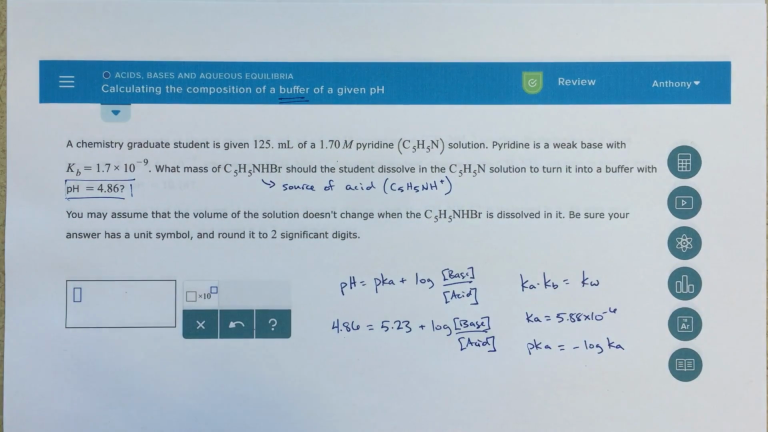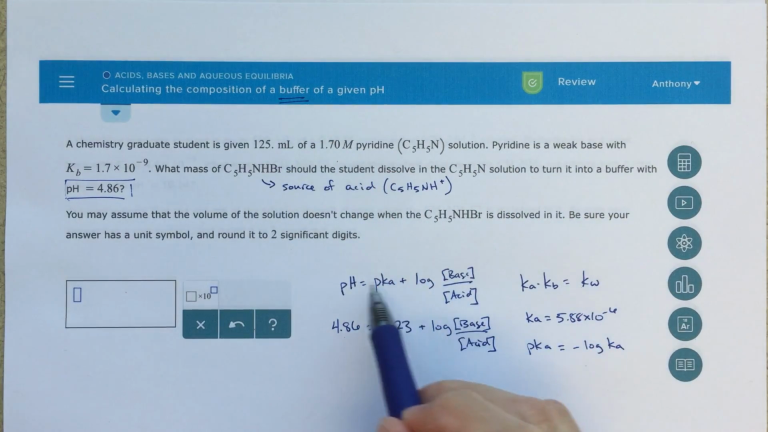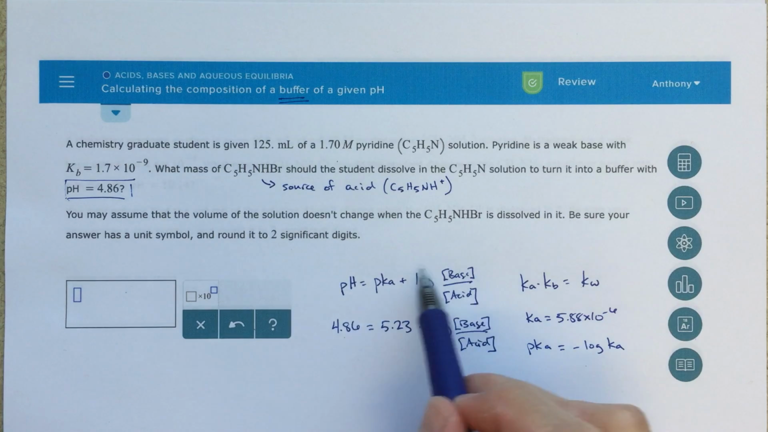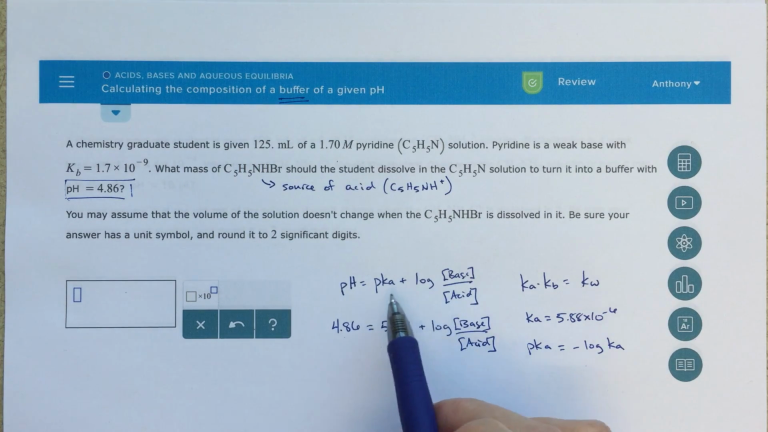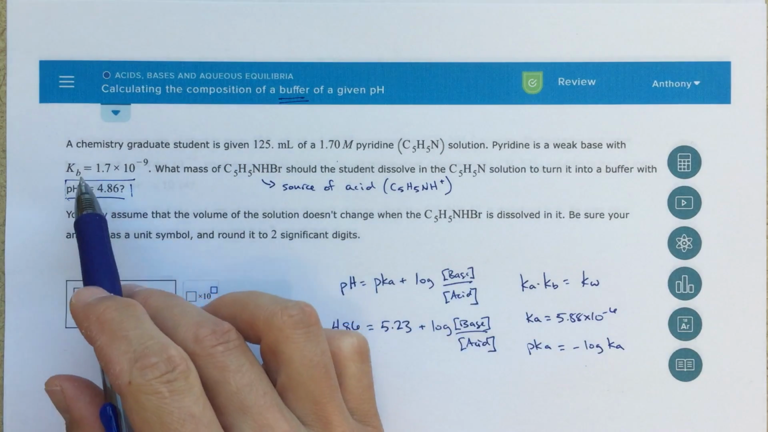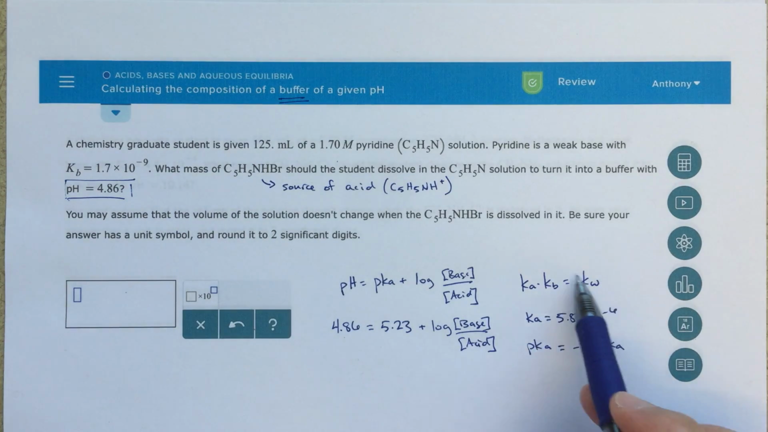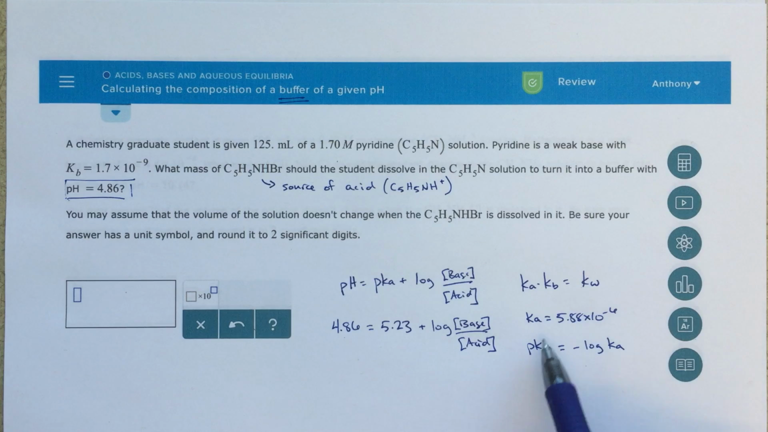So at this point, what I'm doing is really just orienting myself to the problem, figuring out what's given and what is relevant. Like I said, the first thing that I'm going to write down is the Henderson-Hasselbalch equation. Then I'm going to recognize that I've been given a Kb, but I really need a Ka. So I'm going to use this relationship here, Ka times Kb is equal to Kw. I know that Kw is 1 times 10 to the minus 14th. I can solve for my Ka, I can solve for my pKa, and I can get to this point here.